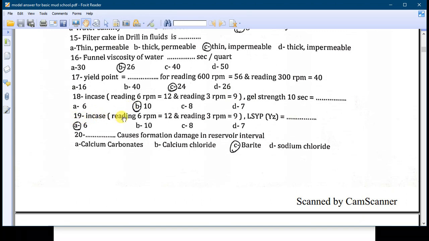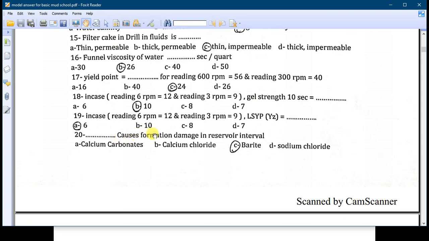Number 19, in case the reading at 6 RPM equals 12 and the reading at 3 RPM equals 9, the low shear yield point, or what is known as the Z factor, equals 2 multiplied by the 3 RPM reading minus the 6 RPM reading. So it will equal 2 multiplied by 9 minus 12. It will give you 6 only. So number A is the right answer. Okay. Number 20.